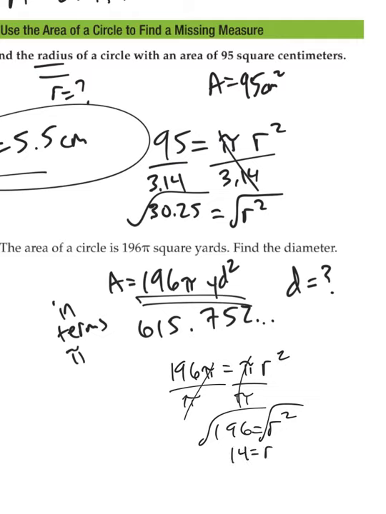Okay, 14 yards is the radius. We were looking for diameter, so 28 yards. Radius times 2, so 14 times 2, 28 yards. All right, so given the area, you can find a radius or a diameter. That's what we just showed there.